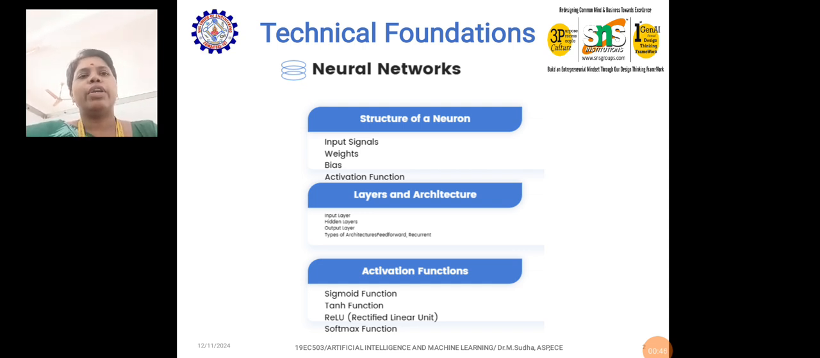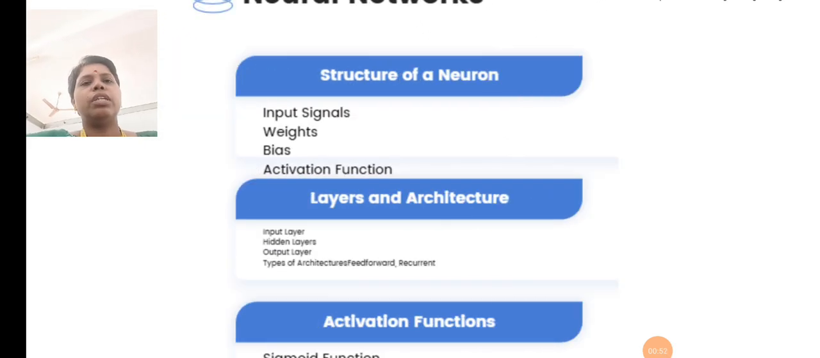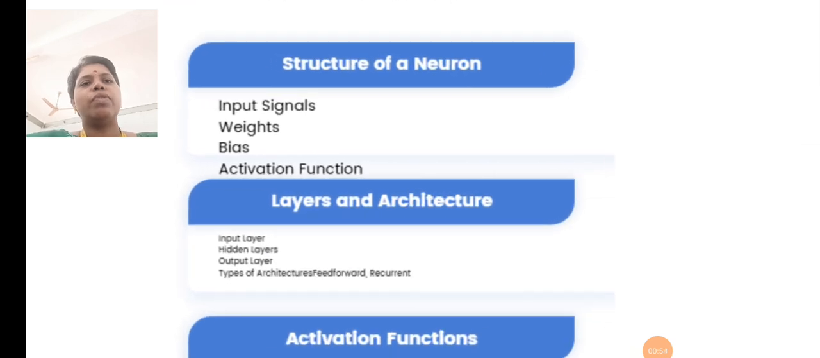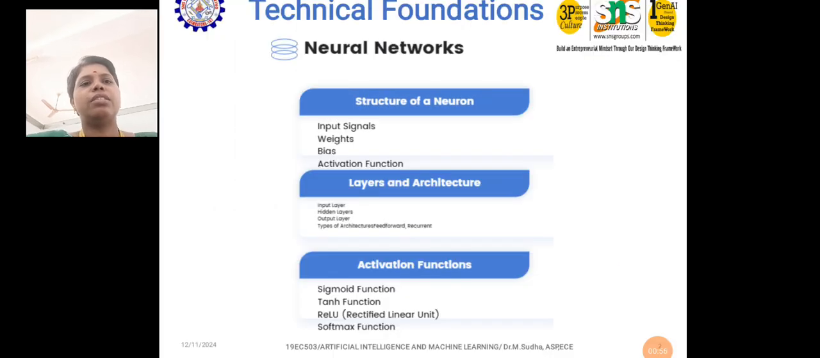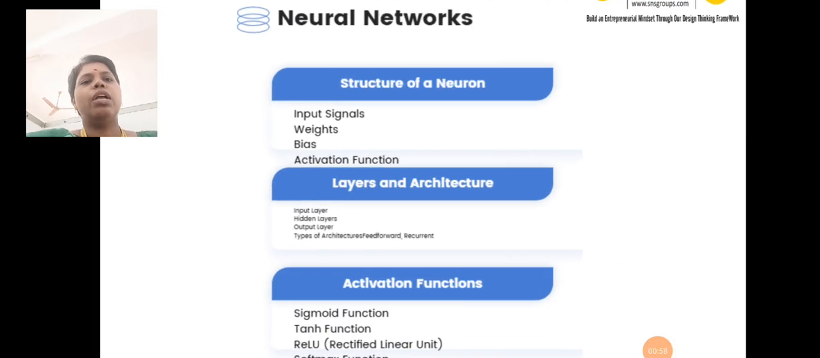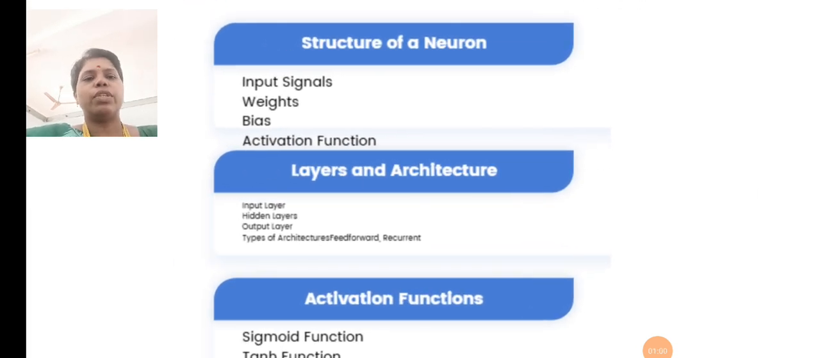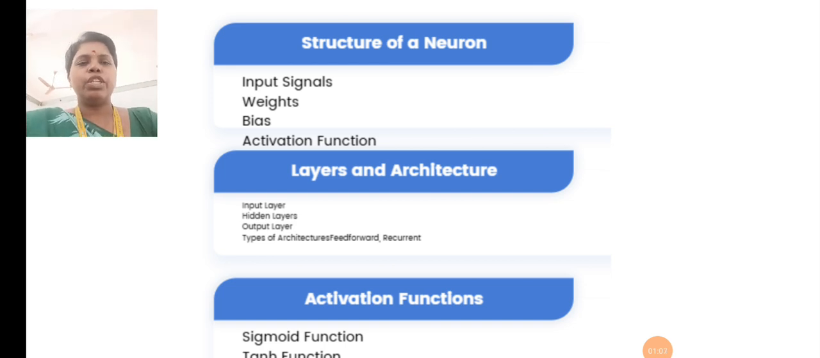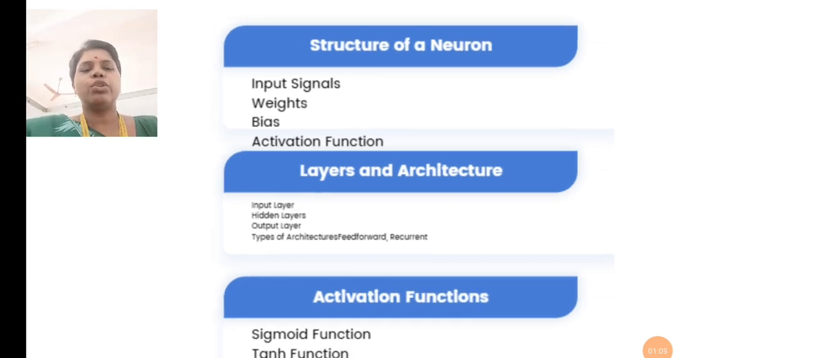Here we are going to see in detail the technical foundation behind neural networks. In neural networks, we can have three categories: structure of a neuron, layers and architecture, and activation functions. These are the three categories we need to have in a neural network while designing. The structure of a neuron consists of input signals, weights, bias, and activation functions. So this is how the structure of a neuron could be.